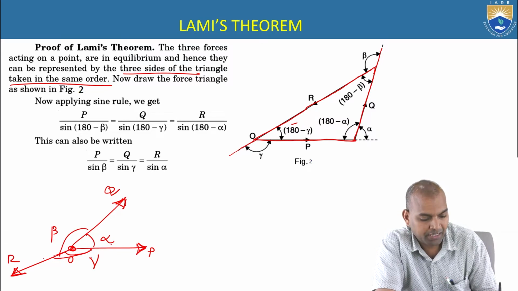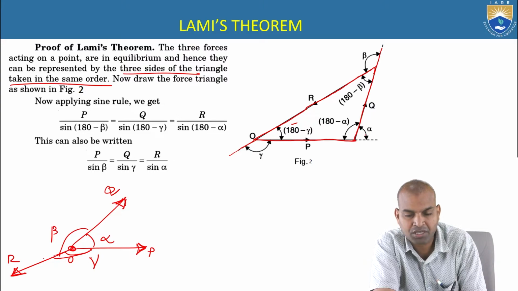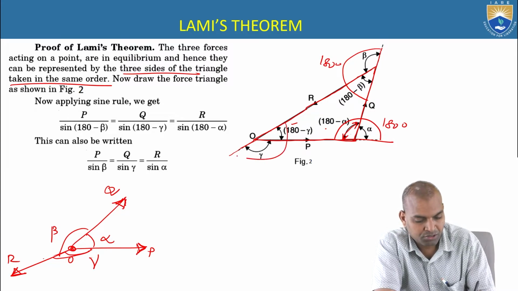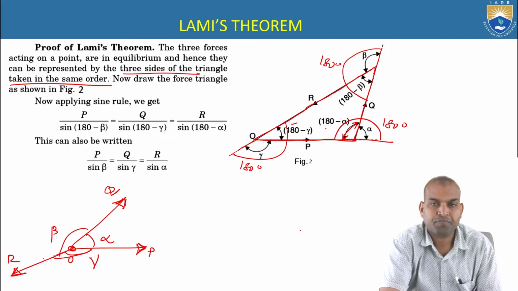Now Q is making the P is horizontal. Q is making with the angle. What is the angle of inclination? Alpha. What about inside angle? That is 180 minus alpha, because the total is 180 degree. Now this total is again 180 degree, and here this total line is 180 degree.